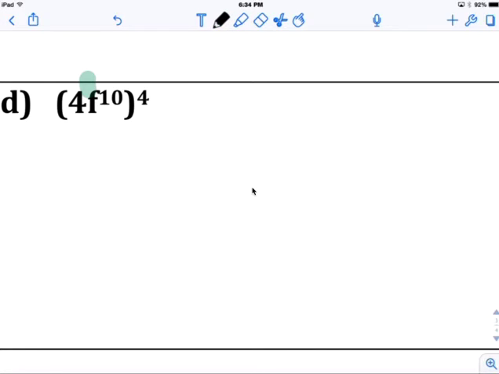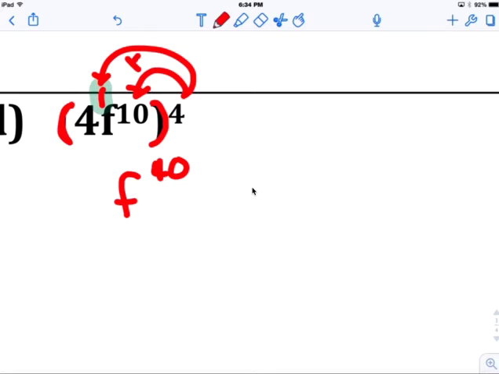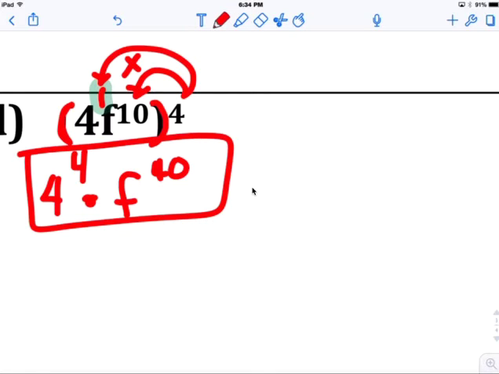This is all review. You've learned this. Exponent of 1 here. Parentheses mean to distribute. That's f to the 40. Distribute is a fancy word for multiplication. 4 to the 4th power. And that's our answer.